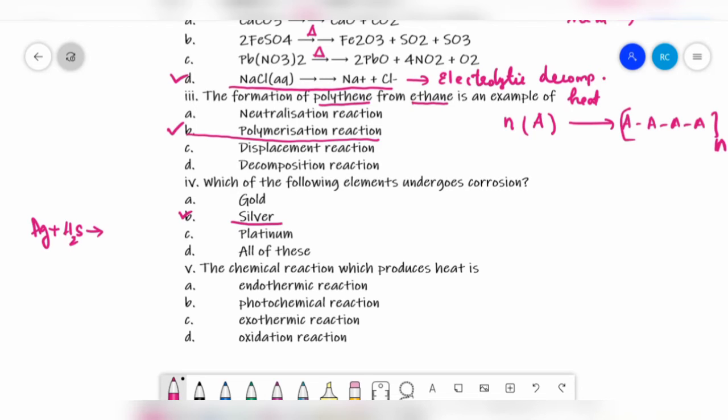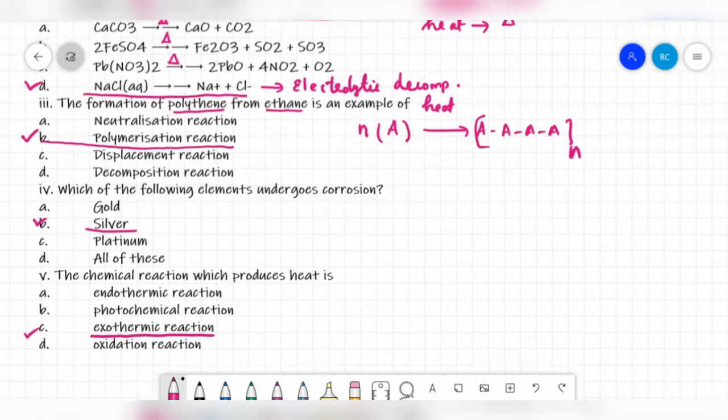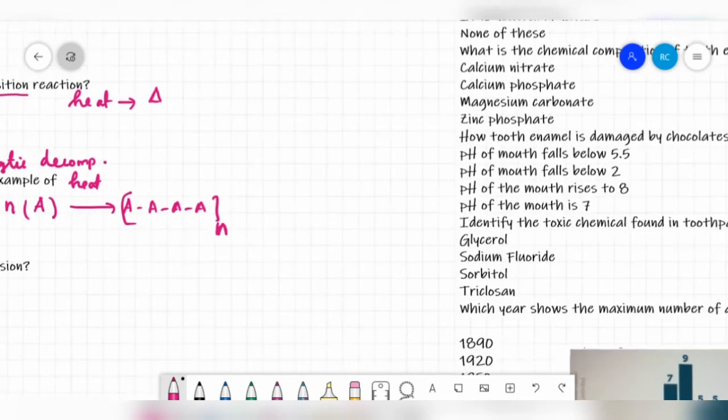What is a photochemical reaction? Actually, it's a decomposition reaction. When you keep a substance in the open atmosphere, it will absorb sunlight and undergo decomposition. That's called a photochemical decomposition, or simply a photochemical reaction. And the third one is exothermic reaction. An exothermic reaction is the reaction in which heat is produced. So our answer is exothermic reaction. Okay. What is oxidation? That we already discussed in the previous case study questions. Addition of oxygen is called an oxidation reaction, or loss of electrons. So this is the second set of case study questions. Now we'll move on to the third set.